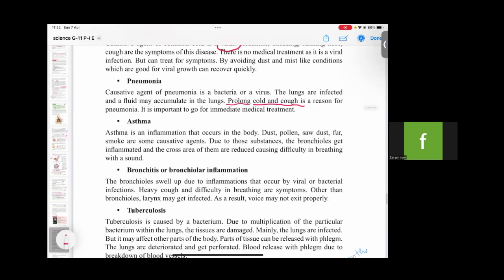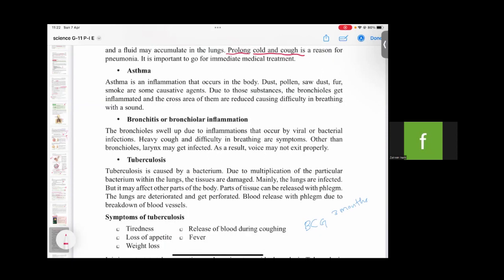And then asthma is like an inflammation in the body. Some people have wheezing. Dust, pollen, sawdust, fur, smoke, these are the causative agents. Due to these agents, the bronchioles will get inflamed. Therefore, the cross-sectional area will be reduced, so there will be difficulty in breathing, and it also makes a sound.